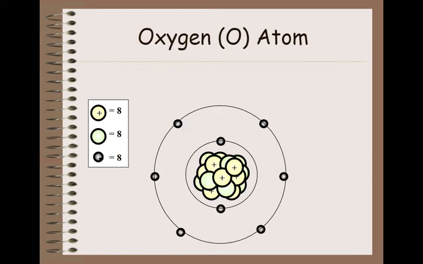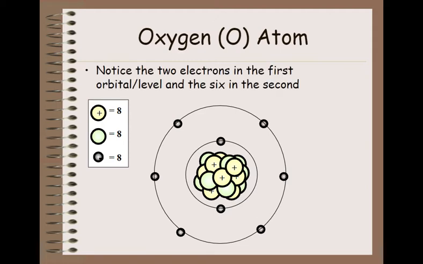Next, we'll talk about an oxygen atom. Now, oxygen has 8 protons and 8 electrons. We know this because oxygen is atomic number 8 on the periodic table, and that tells us how many protons and electrons are in a neutral atom. If you notice, when you're looking at the oxygen atom, there's 2 electrons in that first shell, that first orbital, and 6 in the second one.